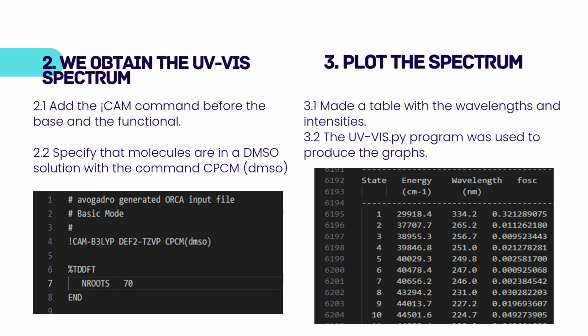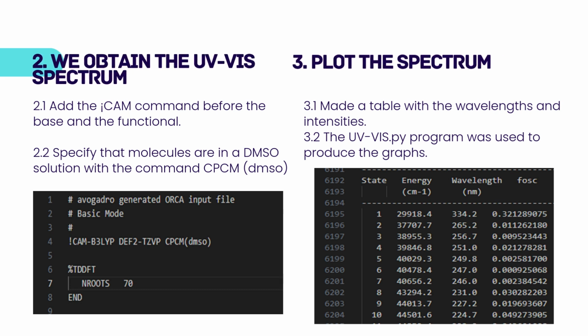Next, we generate the table needed to plot the UV-Vis spectrum. This is done by adding the command CM before the basis set and functional in the INP file containing the coordinates of the molecules with the optimized geometry. Immediately after the functional and the basis, we specify in the file that the molecules are dissolved in dimethyl sulfoxide, DMSO, solution with the CPCM, DMSO, command, as shown in the image. Note that now the corresponding calculations will be carried out by the time-dependent density functional theory, or TD-DFT.